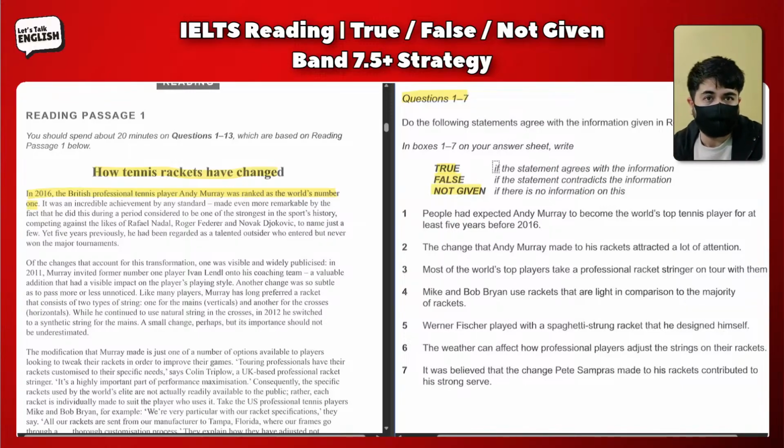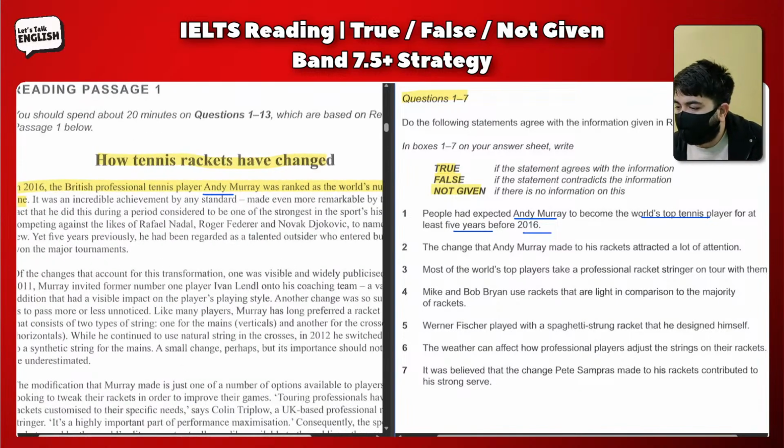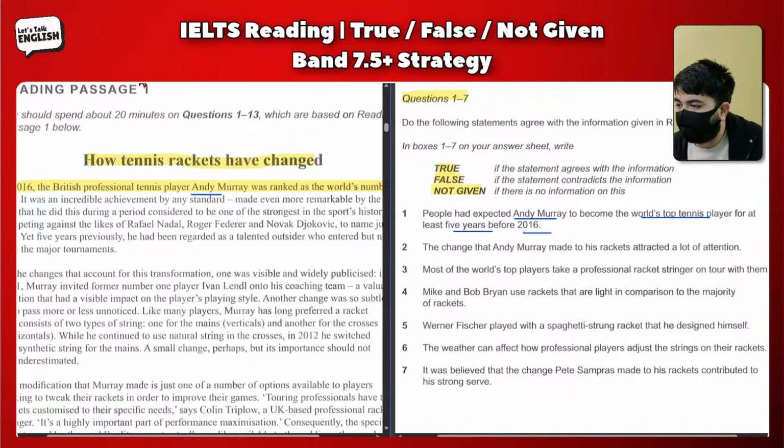Now, if you remember from the very first question statement, it said, yes, expected. So basically, this question statement means that people were expecting Andy Murray, we've got Andy Murray here, if you remember, right? To become the world's top tennis player for at least 5 years before 2016. So they were expecting that he would become the world's top tennis player by or within the year 2011. 5 years goes back, right? Let's see. Do we have anything? We do have 2011.